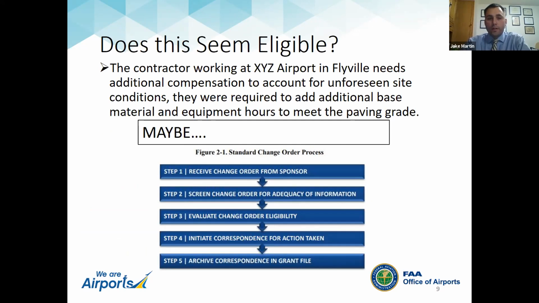from Figure 2-1 in the change order process that we use, I can't even enter into step 2 of the process because I don't know why the conditions were unforeseen. I don't know where this additional base is going, if it's in the scope of the grant or scope of the project or not. And I don't know how much this is going to cost to know if it's reasonable or not. And I don't know why you need additional base to meet the paving grade.